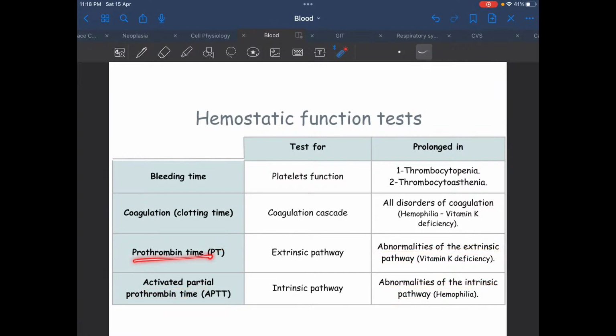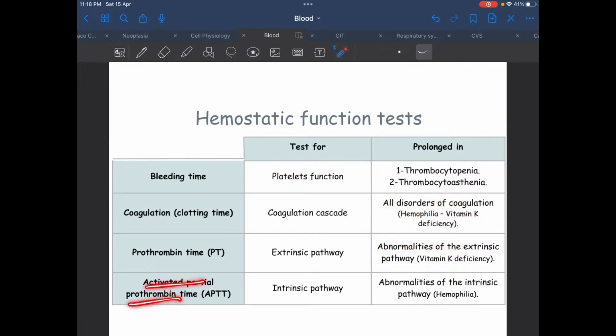An example of abnormalities of the extrinsic pathway is vitamin K deficiency, because those cases are not going to have 2, 7, 9, and 10. So if you're not going to have 7, you're not going to have 10, and we're not going to have 2. So it's mainly the extrinsic as well as the common pathway that you're testing.